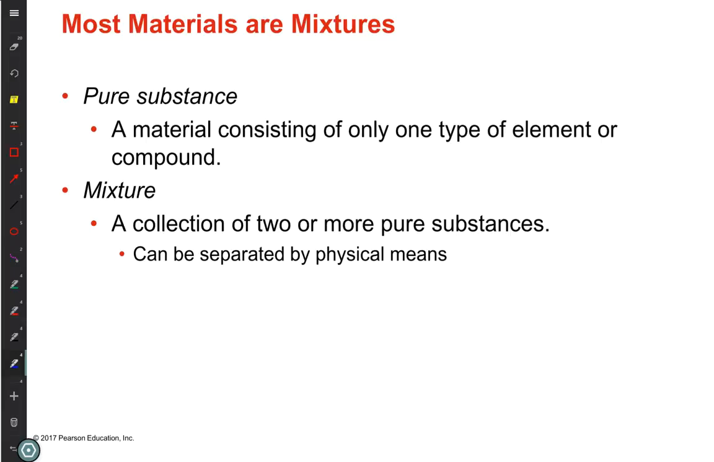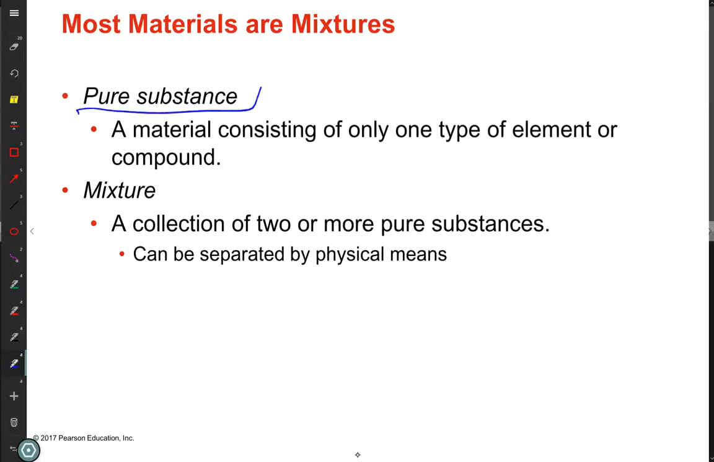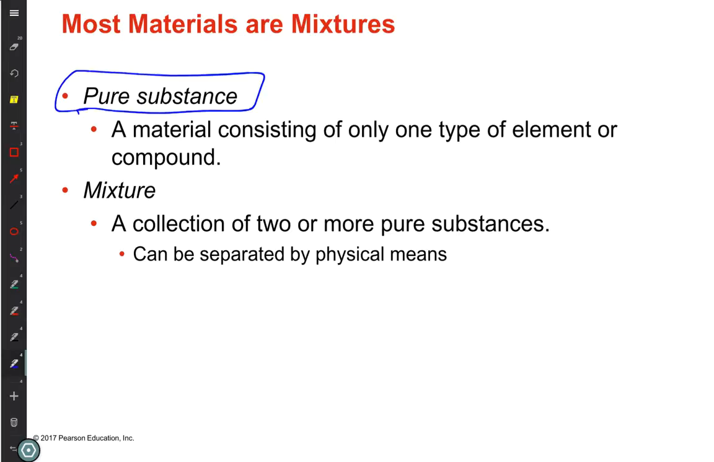So when we start talking about mixtures, we have different names for different types of mixtures. So first, a pure substance. Pure substance, it's all the same thing. So only one type of element or compound. So you can have pure water, only H2O. Pure gold, only Au. A mixture is a collection of two or more substances that can be separated by some physical means. So you might put them in a centrifuge, you might put them through a filter, some way of separating them.